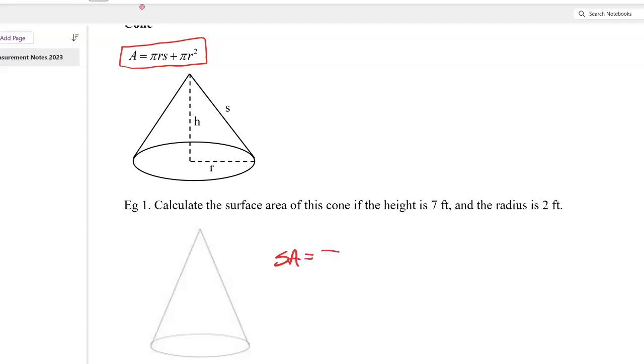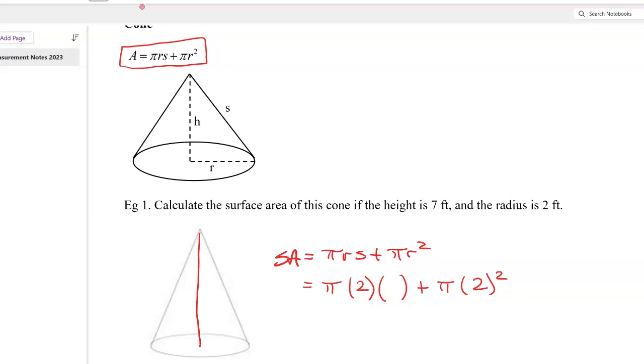Surface area of a cone, pi rs plus pi r squared. As simple as, what's the radius? 2. What's the slant height? Oh, shoot. I don't know that. Okay, I'm going to come back to that. Plus pi times 2 squared. So why don't I know the slant height? Well, what I do know is the height.